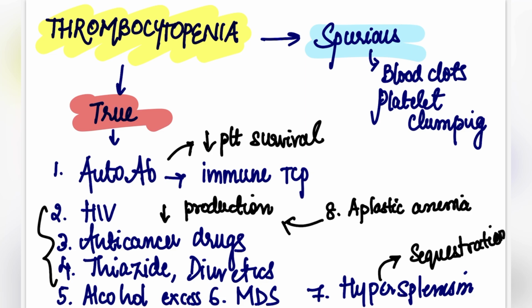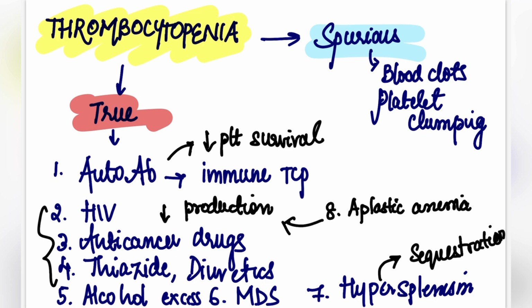So what do we do when we have a spurious thrombocytopenia? It's always ideal to go back to the peripheral smear. So the peripheral smear is the holy grail to confirm anything which shows a spurious thrombocytopenia count. Now coming to the true thrombocytopenia. It's always better to remember thrombocytopenia causes under 3 headings.